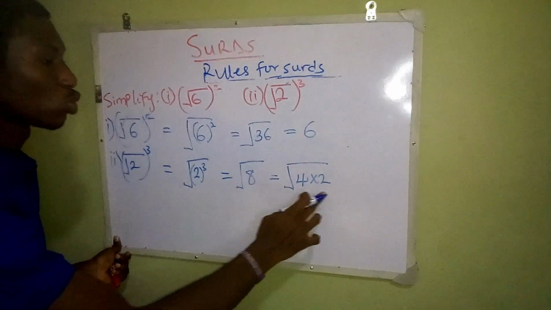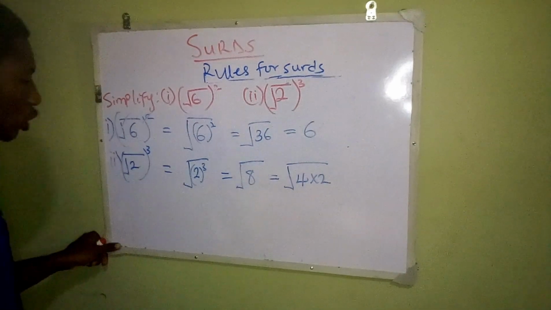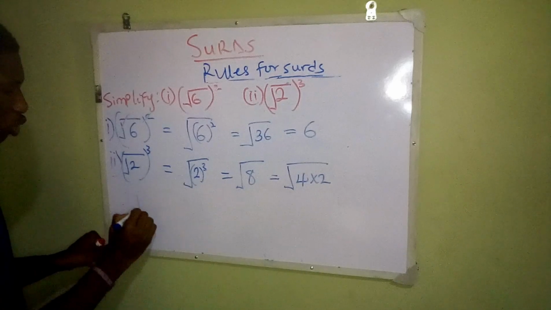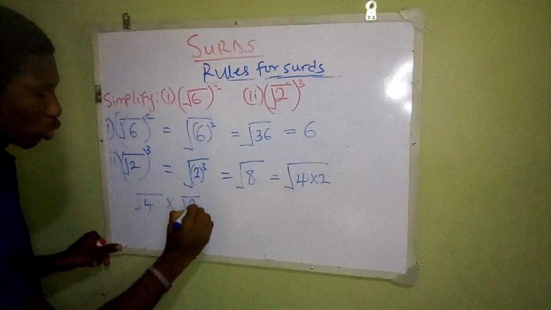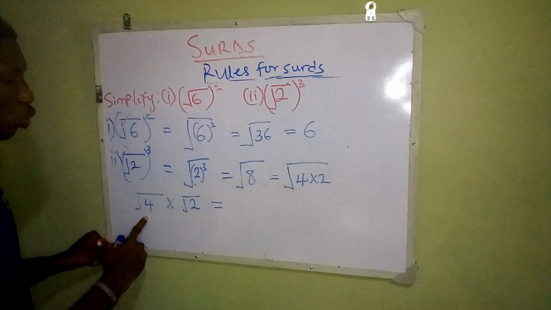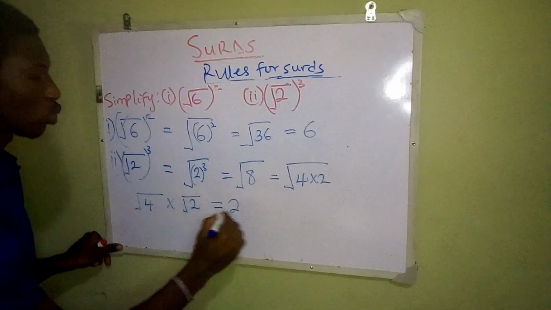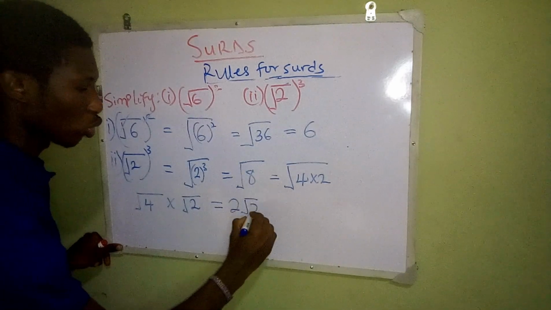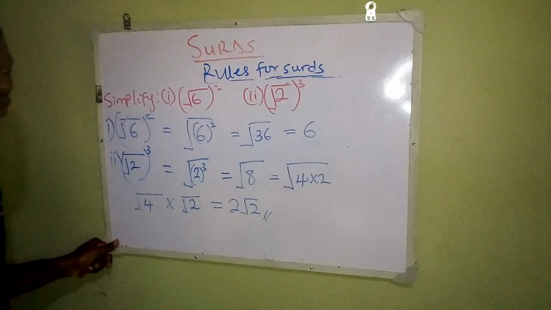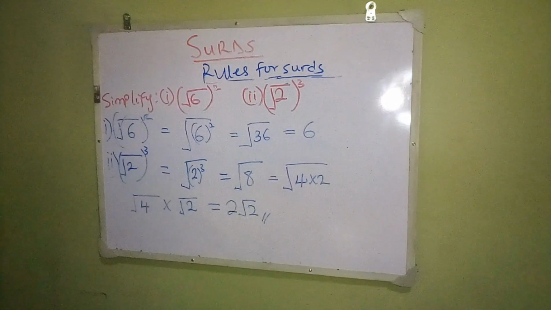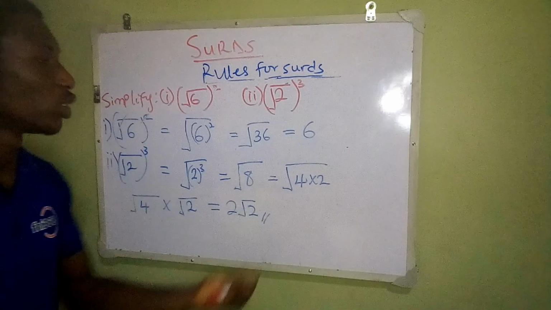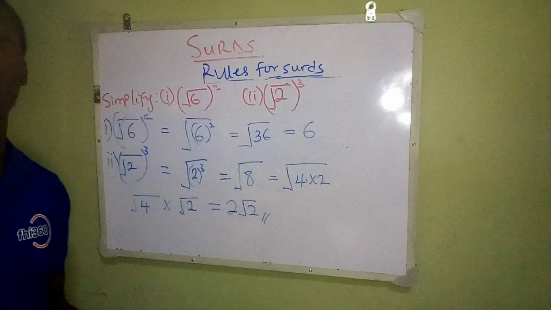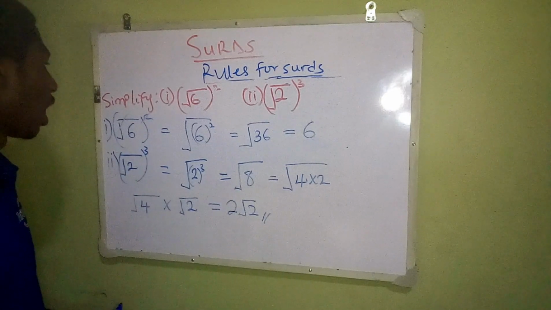So 4 times 2, we can now split it based on the multiplication rule to be what? Square root of 4 multiplying square root of 2. And square root of 4 is what? 2. So 2 times square root of 2 will be what? 2 square root of 2. And this will be your final answer. You can see, just as you've learned the multiplication rule, you have just applied it to another question. And that's how you keep getting better at what?